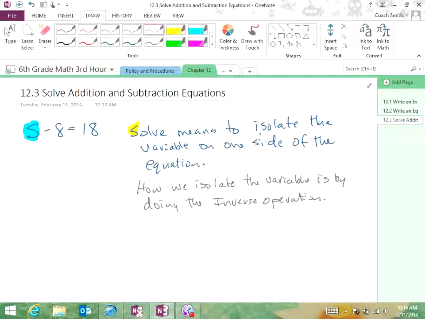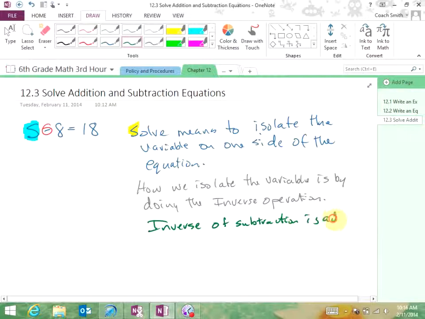Okay, now the inverse of subtracting would be to do what? Adding. In other words, how do we check a subtraction problem? We do addition. Okay, so the inverse of subtraction is addition, just like the inverse of addition is subtraction.